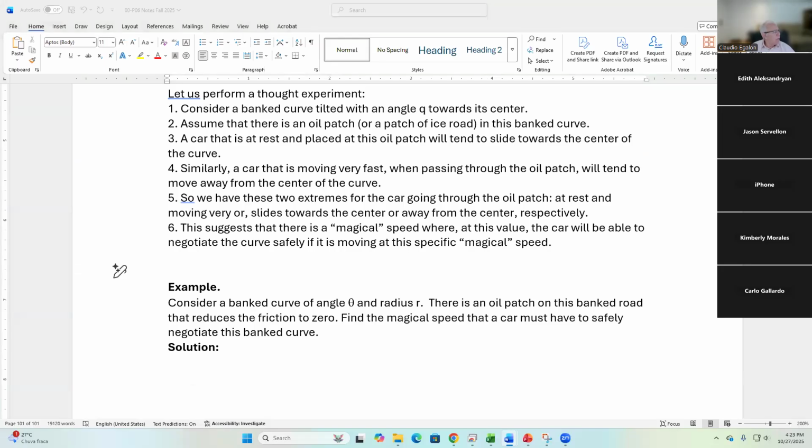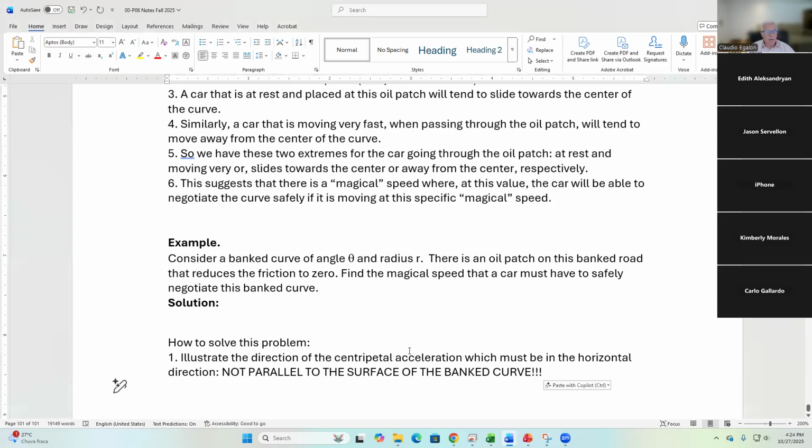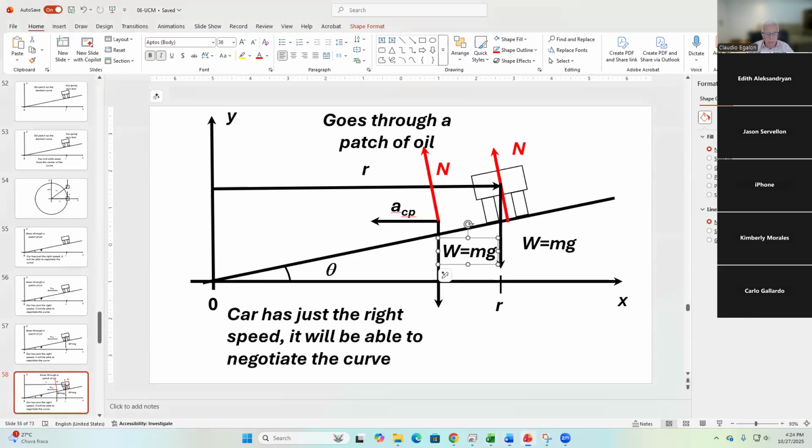So how to solve this problem? Illustrate the direction of the centripetal acceleration, which must be in the horizontal direction, not parallel to the surface of the banked curve, okay? Not parallel, because the car is moving in a single plane. Even though it's in a banked curve, it stays in that same plane. It is as though the center of rotation of the car were this point here, not this point. The center of rotation of the car.